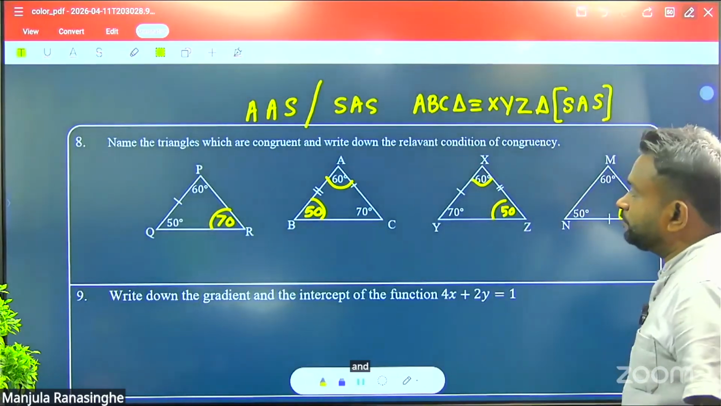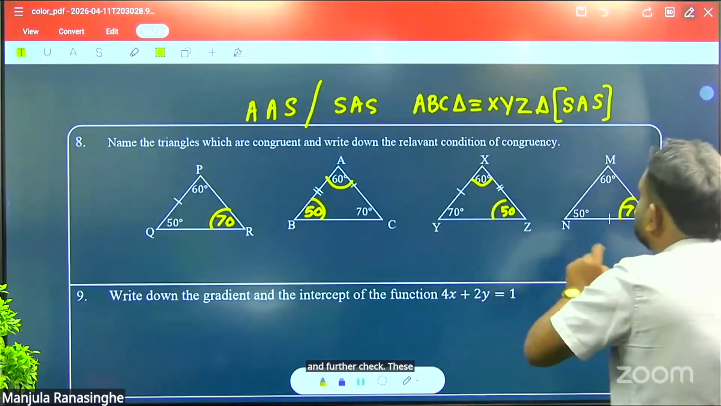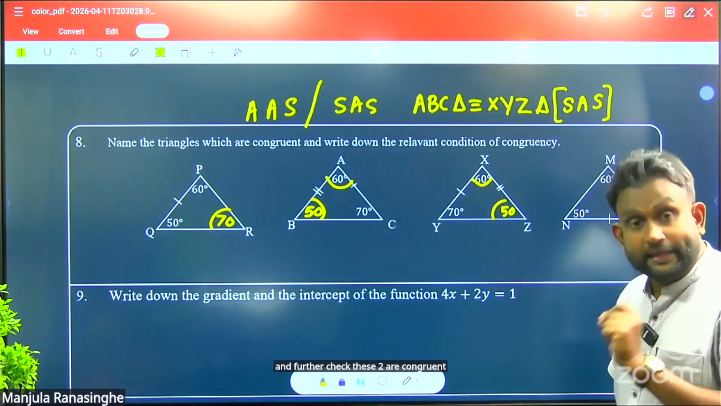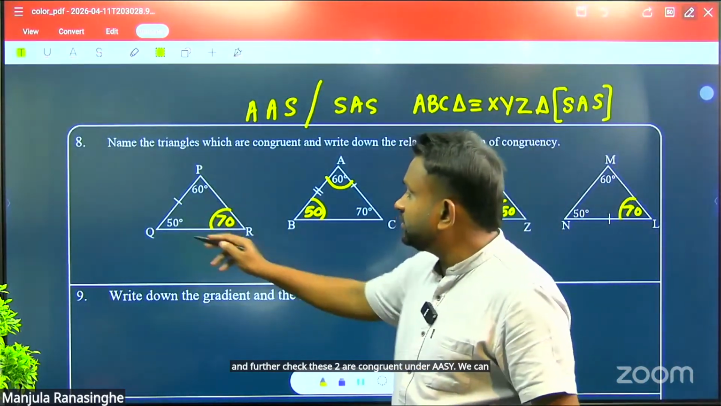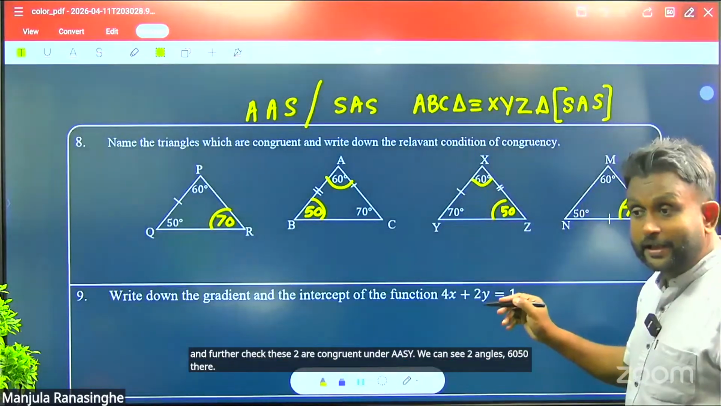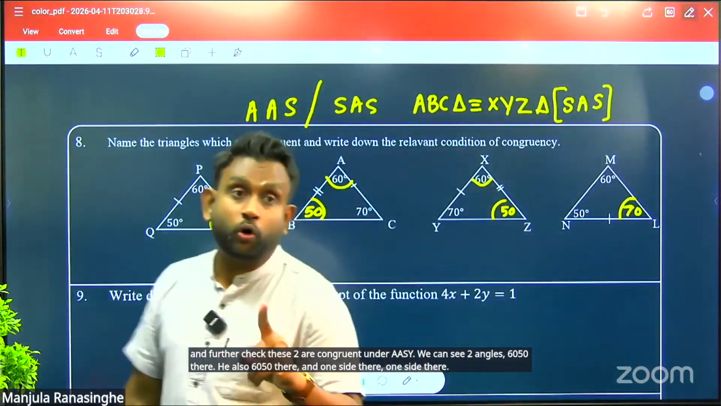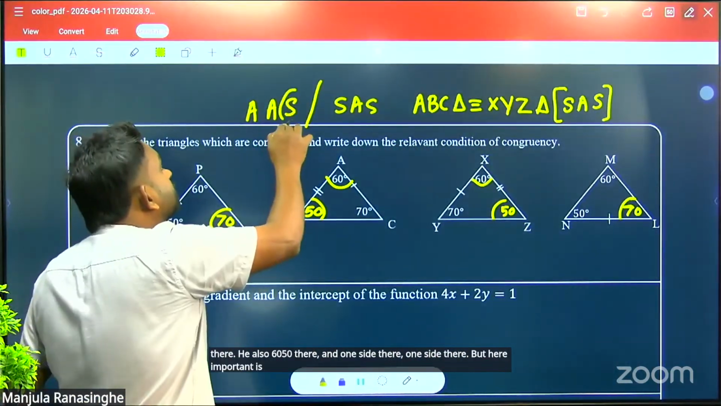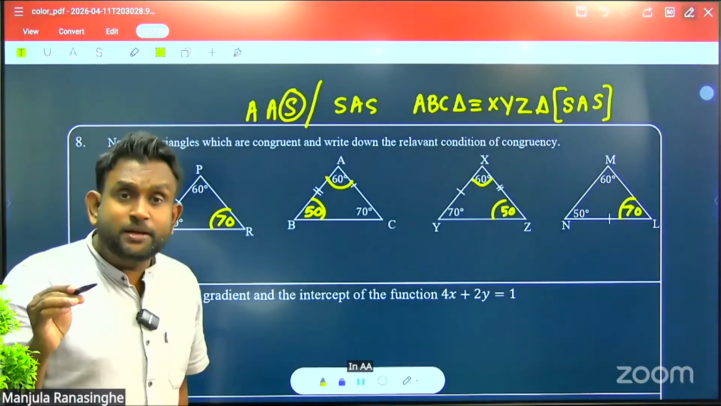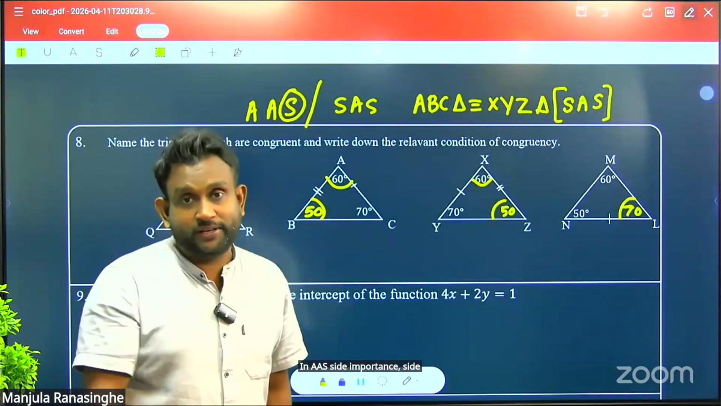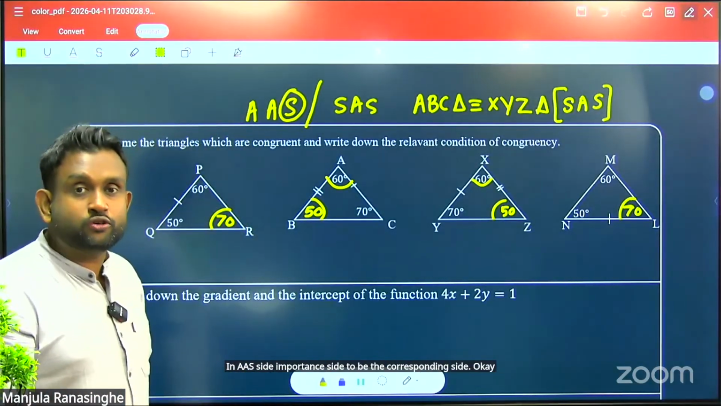And further, check whether these two are congruent under AAS. We can see two angles, 60 and 50 here, and 60 and 50 there, and one side here and one side there. But here the important thing is the side. In AAS, the side must be the corresponding side. How do we check that the side is corresponding?